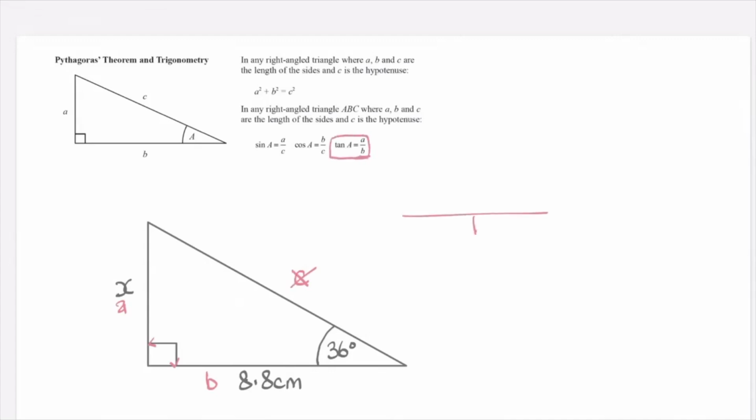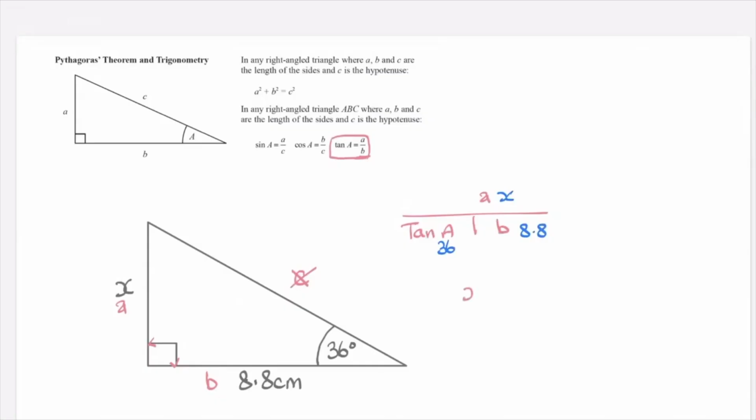T for trig, tan A in the bottom, a, little b. And now I'll show you what I meant by how you can just use the same one if you want. I'm going to go to the diagram, I'm going to find the angle, which is 36. The little a is x, and the b is 8.8. Might save me rewriting it. Depends on what you like, really.